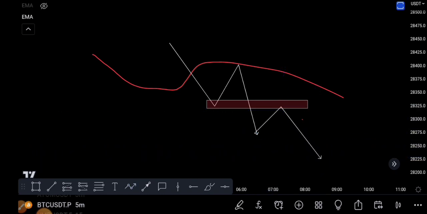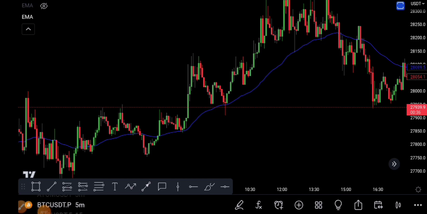So next we'll go to the chart and I will show you an example. The first we'll talk about is an uptrend. As you can see here, price traded above the 50 EMA. This blue line is the 50 EMA. Price traded above the 50 EMA, pulled back, and created a high that is higher than the previous high.